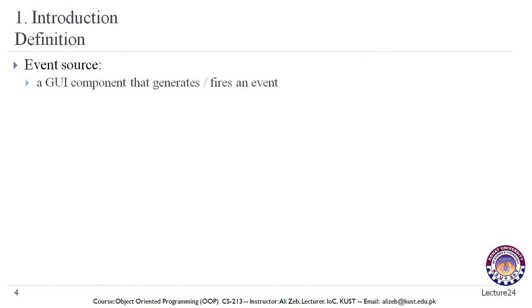Event source: a GUI component that generates or fires an event. This can be a button, a text field, or a label. Event is the user interaction. For example, clicking on the button is an event, or pressing an enter key or any other key from the keyboard is an event. Now we understand that our interface should respond to these kinds of events.